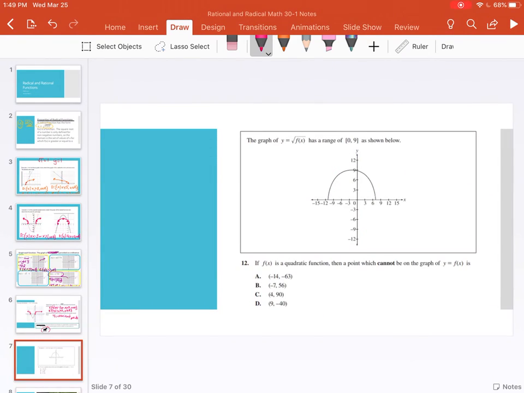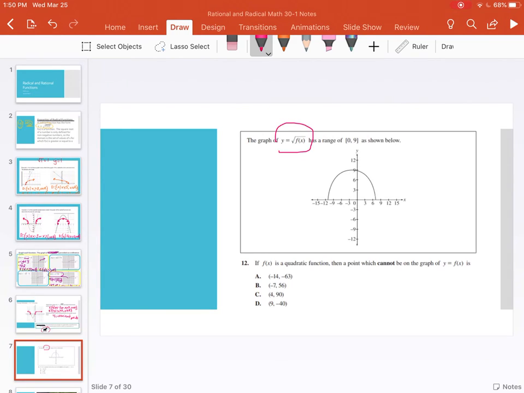Okay. Here's one more diploma question. It says the graph of y equals root f of x has a range. So this question is different because this time they actually gave us the radical graph. They didn't give us the original function, they gave us the radical graph. So if f of x is a quadratic function, then a point which cannot be on the graph of y equals f of x is what?